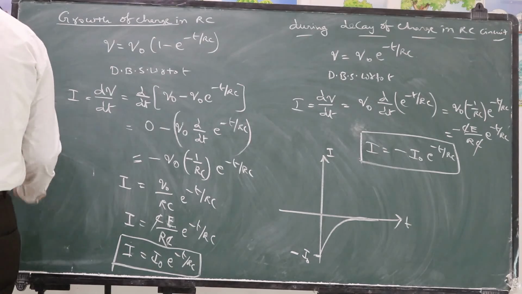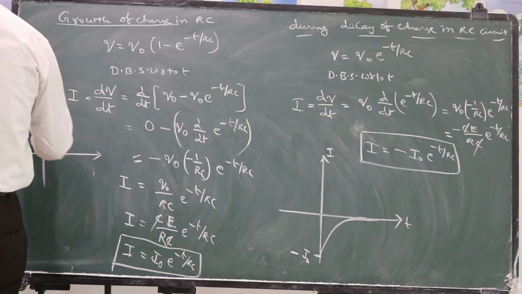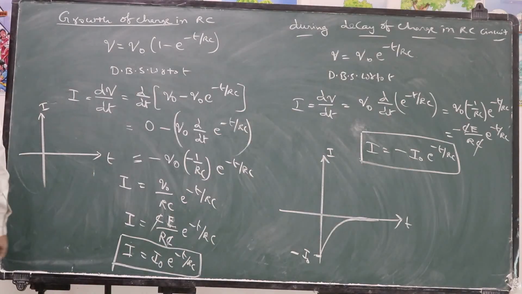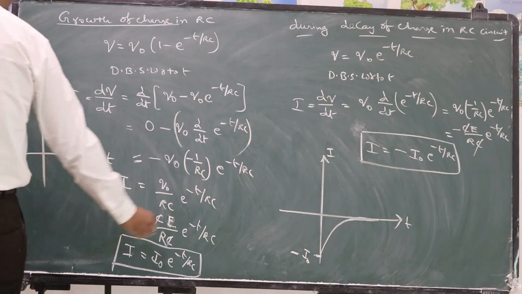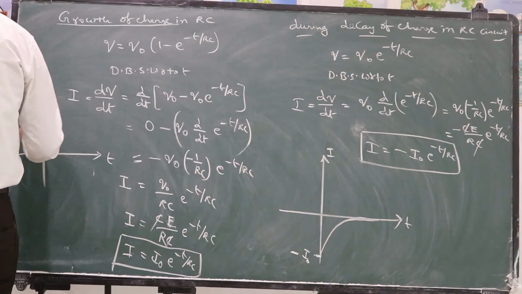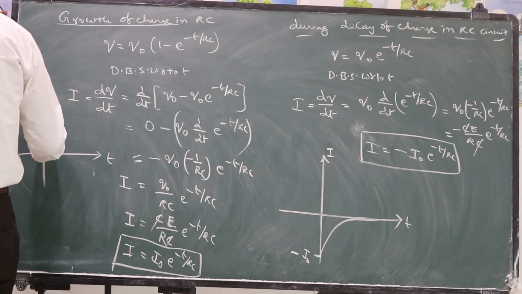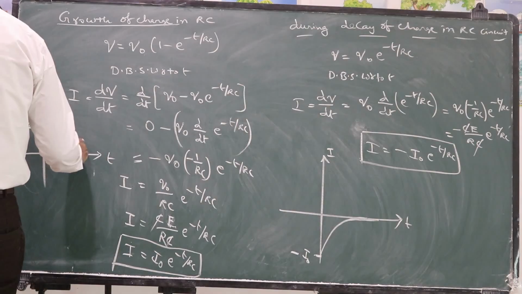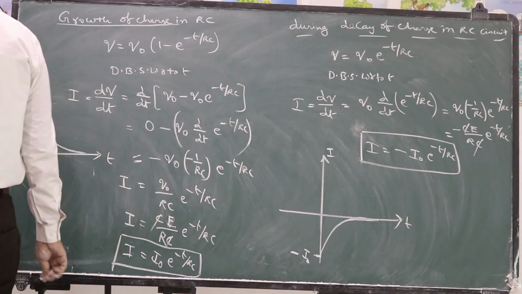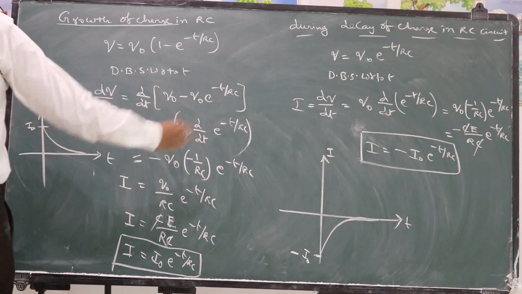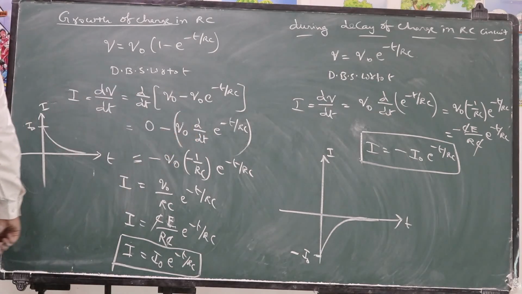During growth of charge, if I draw a graph between current and time, the graph is like this. At time t is equal to 0, the current is I naught, plus I naught now. Again, current value is going to decrease and almost becomes 0 at time t is equal to infinity. So this is in the first quadrant, that is in the fourth quadrant. So quadrant wise variation we can see.